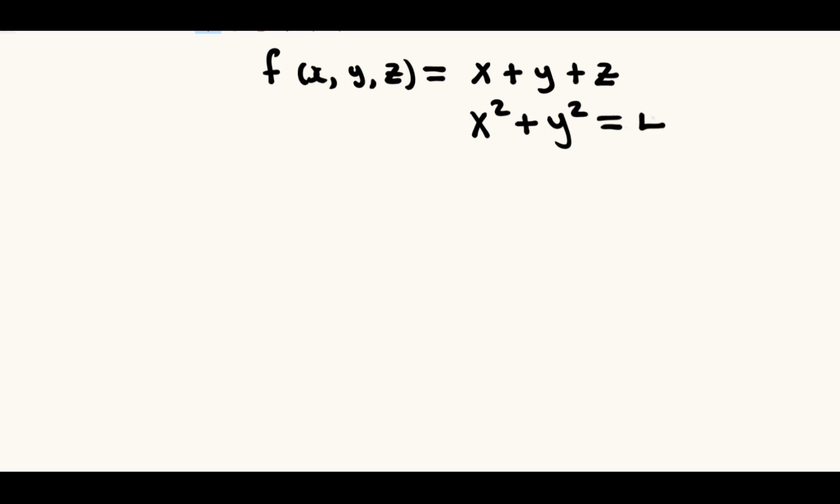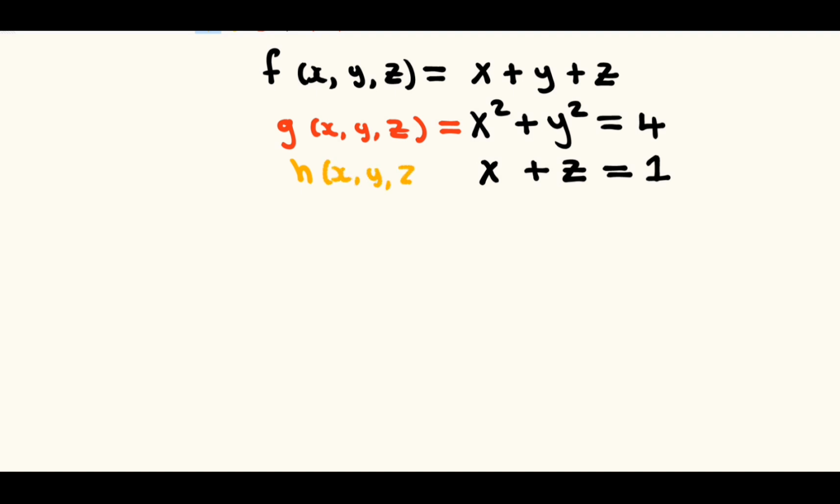We are given the function f of x, y, z, which is equal to x plus y plus z, and the constraints x squared plus y squared, which is equal to 4, and we are also given x plus z, which is equal to 1. We name the first constraint the function g of x, y, z, and the second constraint we name h of x, y, z.